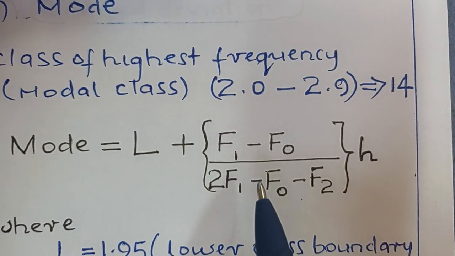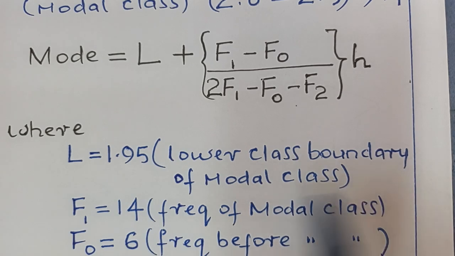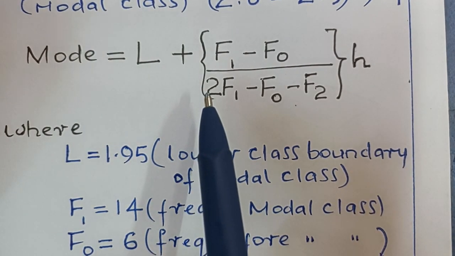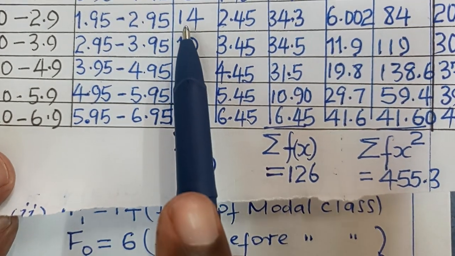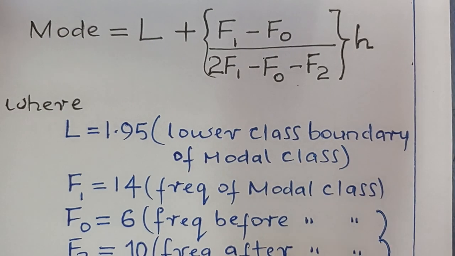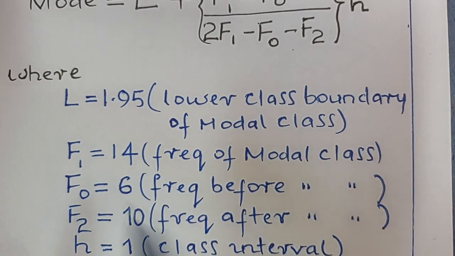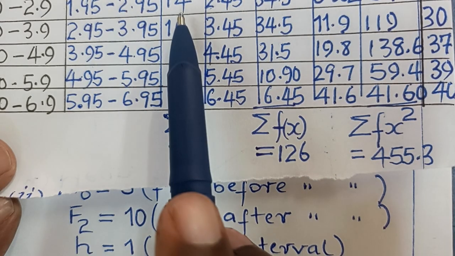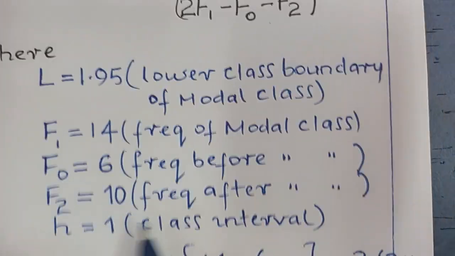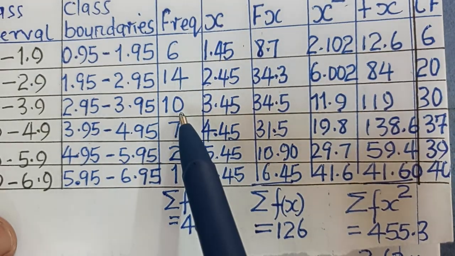And now, as we write this equation, we have L here, which means lower class boundary of the modal class. The lower class boundary for the modal class, which has a frequency of 14, is actually 1.95. And this is what I have written here. We have frequency of the modal class. The modal class has 14. And we have frequency before the modal class. Before the modal class, we have 6. And after the modal class, we have 10.